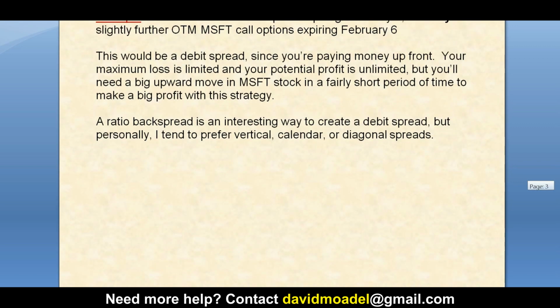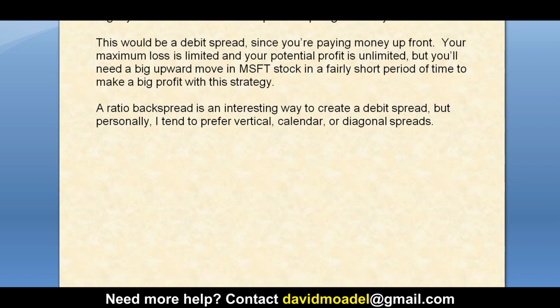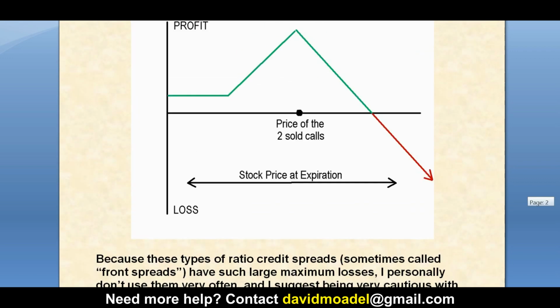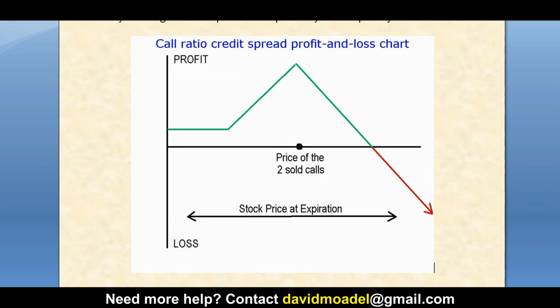So in conclusion, at least with ratio back spreads, it's an interesting way to create a debit spread. But personally, I tend to prefer vertical, calendar, or diagonal spreads. I like vertical spreads a lot just because of their simplicity. I'm not against calendar or diagonal spreads, and I'm not against ratio back spreads either. It's a matter of personal preference. And as far as the front spreads, which I discussed earlier, you really have to be careful. It's something that you won't see me using all that often because of that unlimited or very large maximum loss potential.